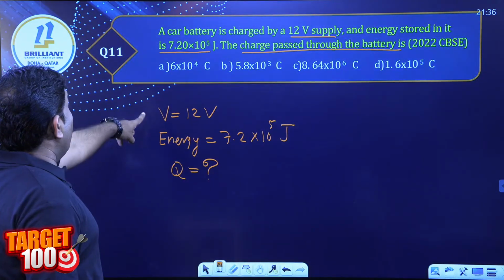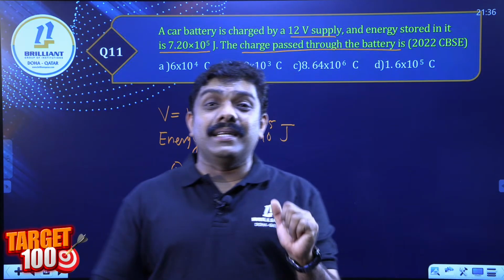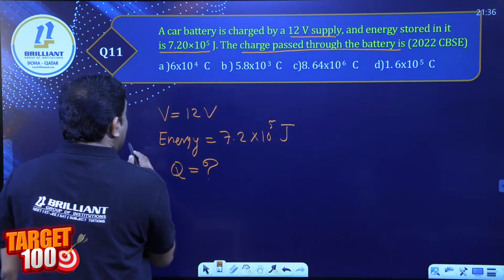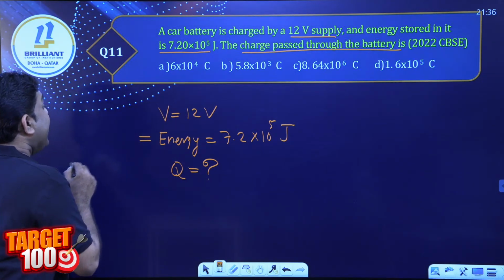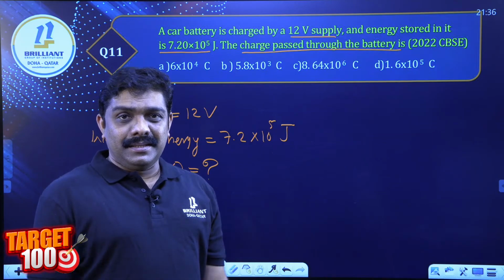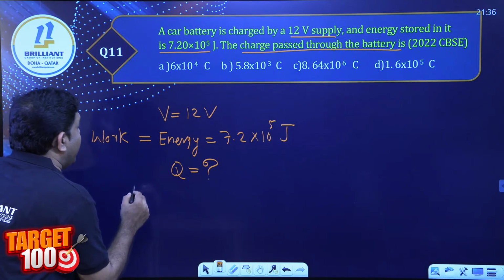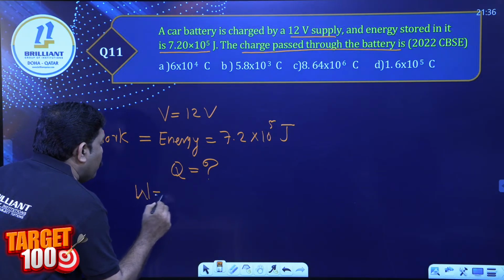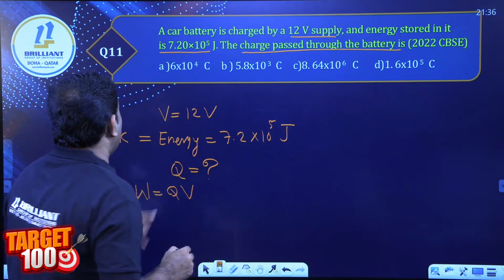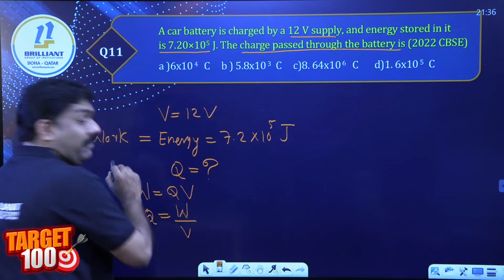And now see, look here, voltage is 12, energy given, they are giving Q now. Can you say how we relate charge, voltage and energy? We have the formula. Energy is related to work. Work and energy are the same unit. We have the work energy theorem. Work and energy are equal. So W is equal to QV. Formula we studied. So we can calculate the charge passed now. So Q is equal to W by V.